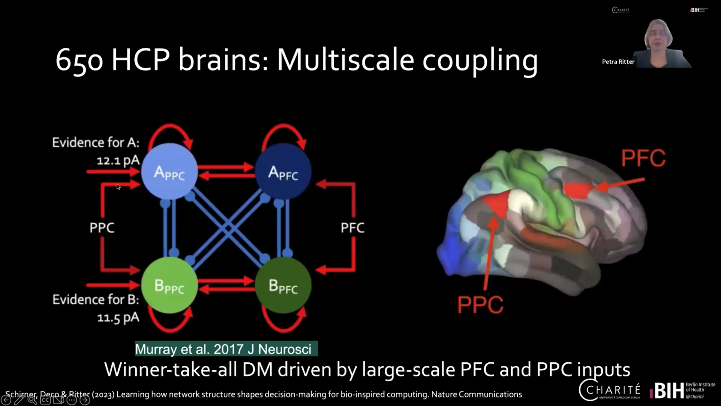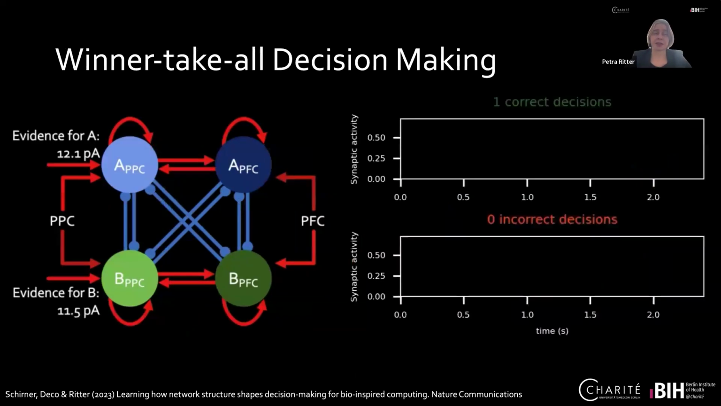If we now choose a very small contrast of evidence or stimulation of the two populations within a noisy network level, it will be difficult for the circuit model to come to the right decision, which of the two populations received a stronger input. So we simulate this by plugging such a circuit model in each of the 650 individual brain network models.